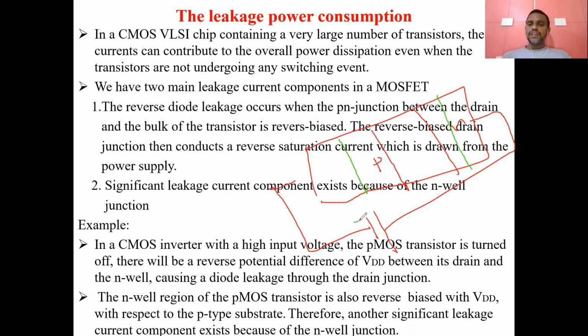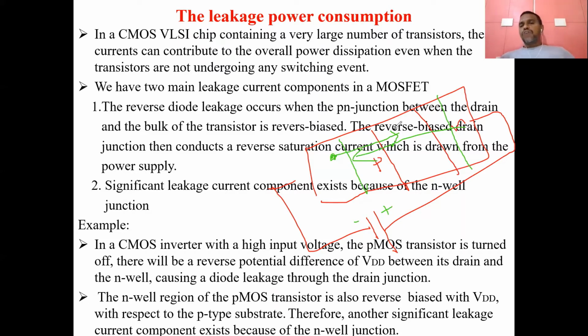Here it is negative and here it is positive. So the holes in this region are the majority carriers, and the electrons are the minority carriers. Because of this negative potential, the minority carriers, electrons, will move from p type to n type, and here the holes are the minority carriers. Due to the positive repulsive forces, they will move towards the p and cross the junction, and there will be a formation of the reverse saturation current.